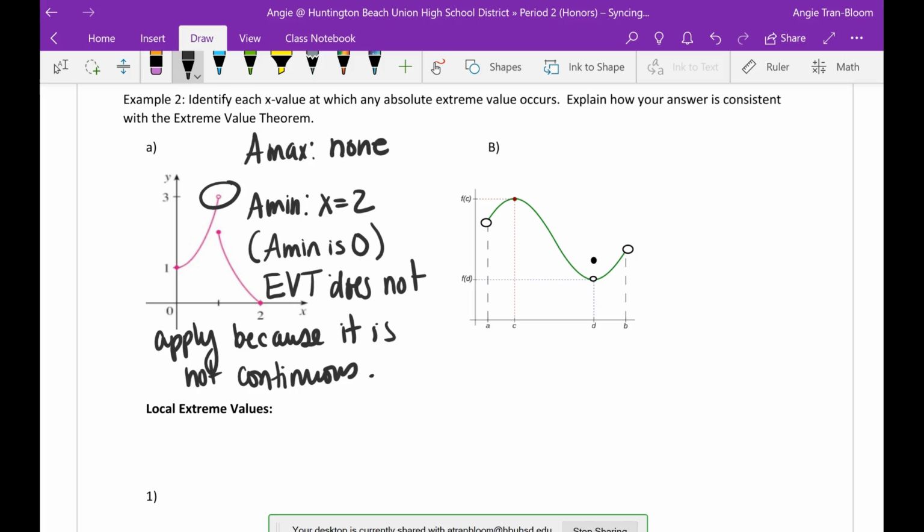Okay, why don't you guys try B out? A max, a min, and what's happening to EVT, the extreme value theorem? Is it consistent? Is it not consistent?